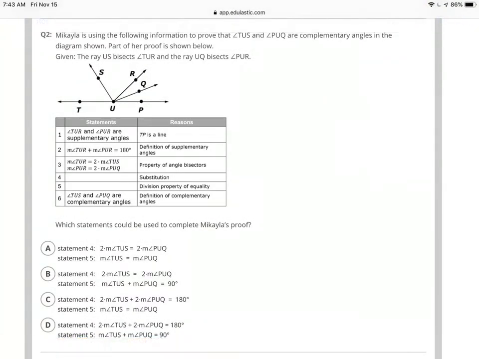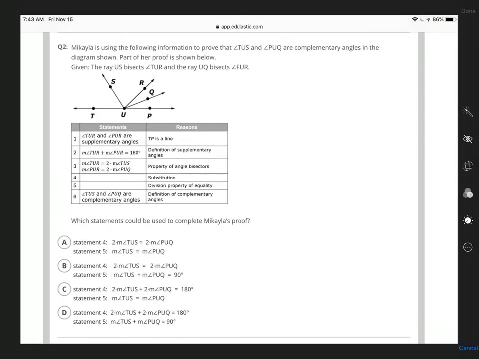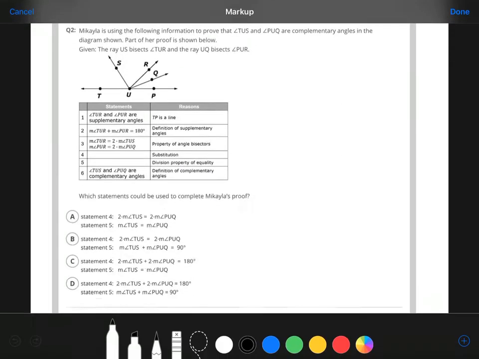So here's number 2. Number 2 says, Michaela is using the following information to prove that angle TUS and PUQ are complementary angles in the diagram shown. Part of her proof is shown below. It says, given the ray US bisects angle TUR. So this ray US bisects angle TUR.